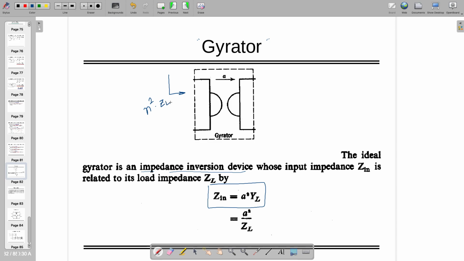Some people can make a and n both equal, but it's not going to give you the same results. But using a transformer, you can make the gyrator. This is just a definition, maybe in future we are going to use it. So just remember, a transformer's input impedance is n square times ZL, whereas a gyrator's input impedance is a square divided by ZL, where a might be equal to n if you are designing a gyrator using a transformer. Right? Okay.